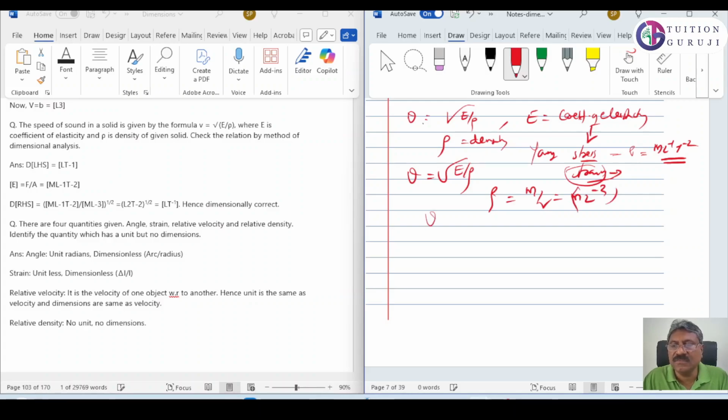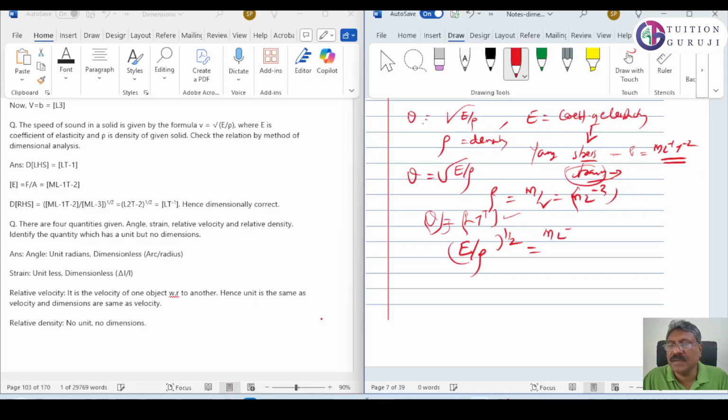Okay, so v is the velocity or speed, so LT raised to minus 1. That is the dimension for v. Now we have to check the LHS and RHS. LHS we got LT raised to minus 1. Then the right hand side is equal to (E by rho) raised to half, because of the square root.